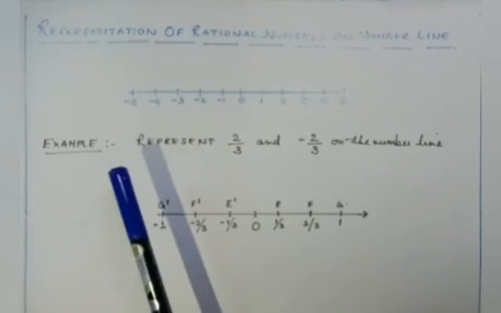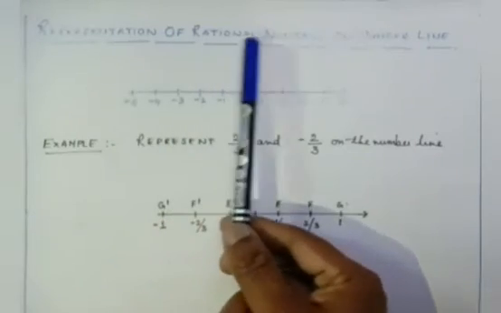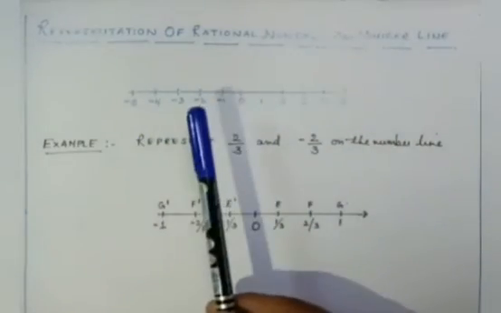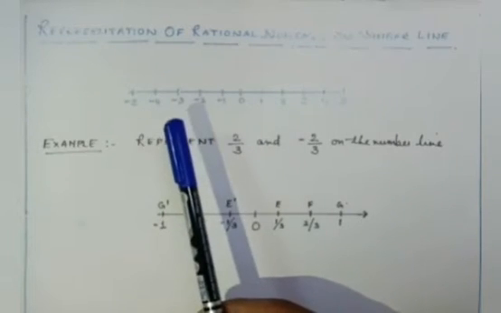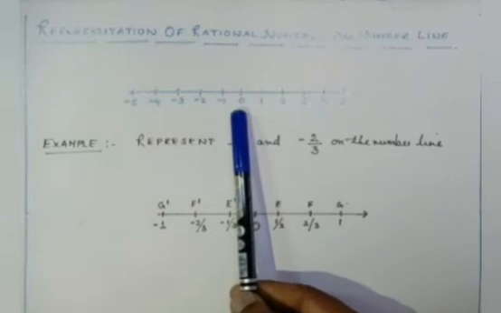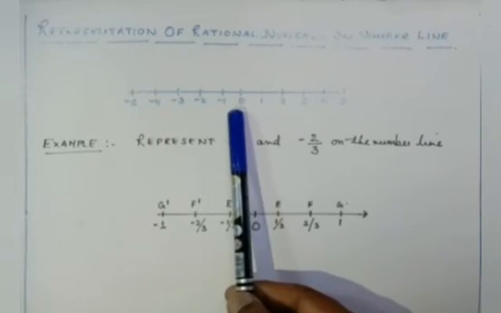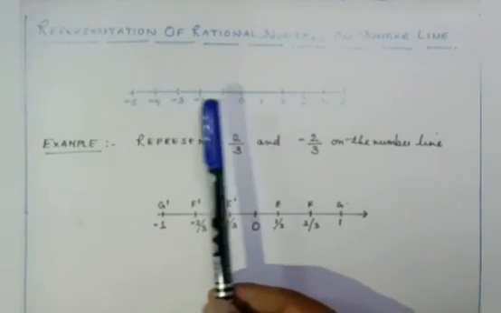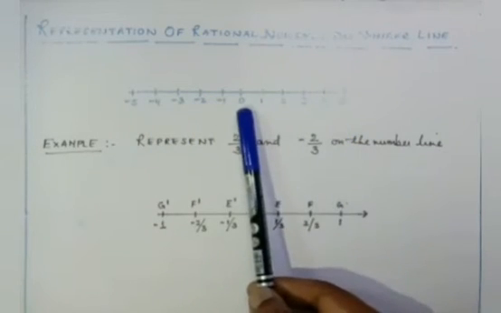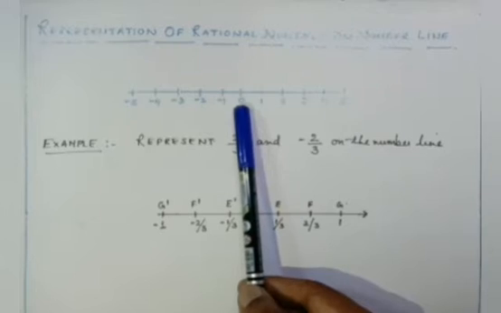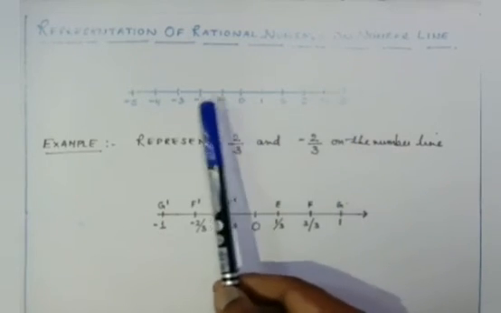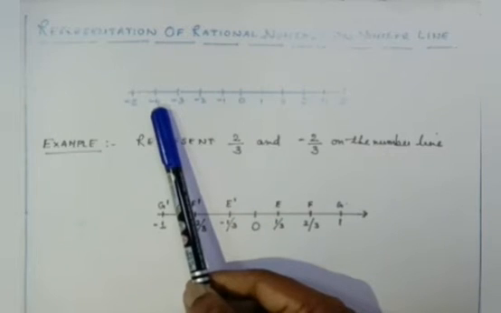Let us come to another topic, that is representation of rational numbers on a number line. I know most of you know how to draw a number line. Let us take an example. Over here I have drawn a number line. What is a number line? It represents the positive as well as negative integers on a line. 0 is the midpoint. Towards the right are positive integers and towards the left are negative integers.